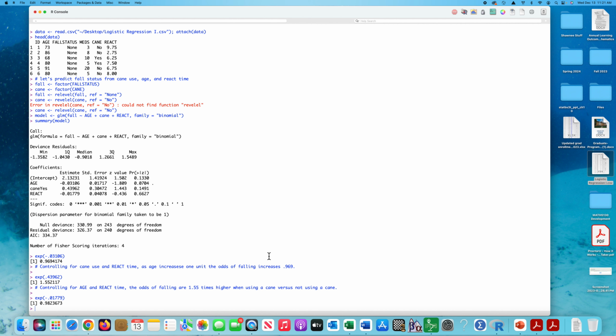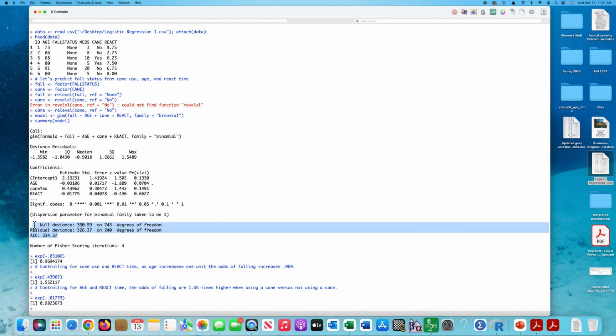Now the next thing we get into is significance levels. Again, I want to go through every single line so you understand what's happening here. Dispersion parameter for binomial, don't worry about that. And the convergence, it took 4 scoring iterations for this model to converge. Don't worry about that. You'll report it, as you'll find out in a later video, but don't worry about that.